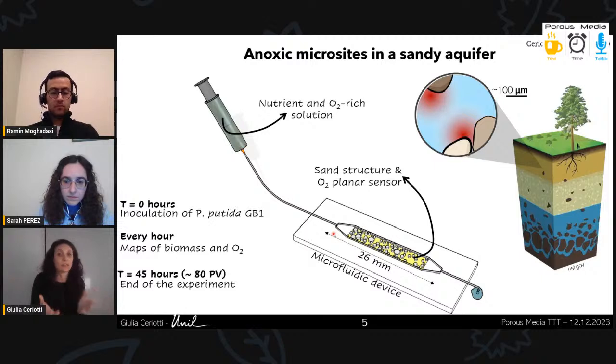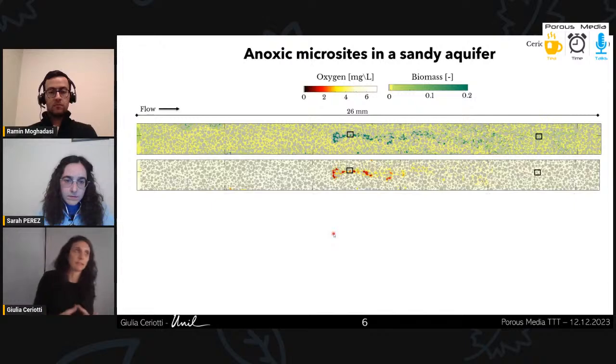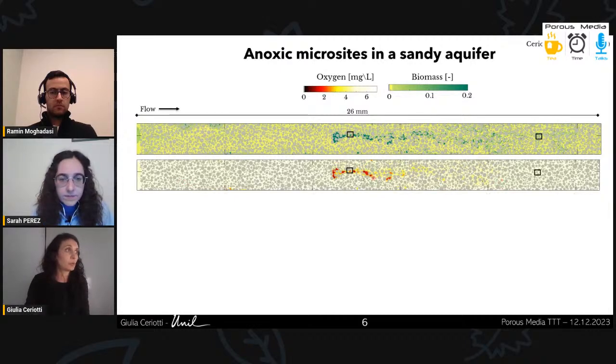The entire experiment lasted for 45 hours, and based on the flow rate that I imposed, the entire experiment lasted more or less 80 pore volumes. So the type of maps that I get every hour looks like this. Here you see the biomass distribution. You can see these green dots are bacterial clusters, colonies, and this is the concentration of oxygen distributed in space. So you can see I have this map covering the entire 26 millimeters of my pore space.